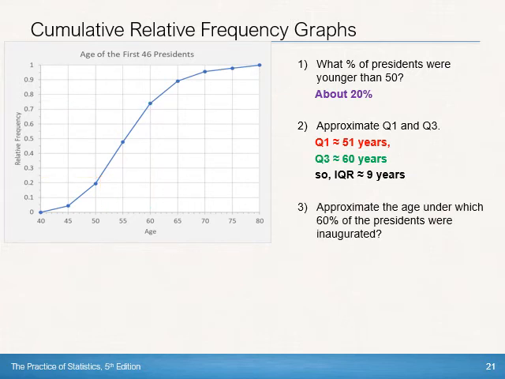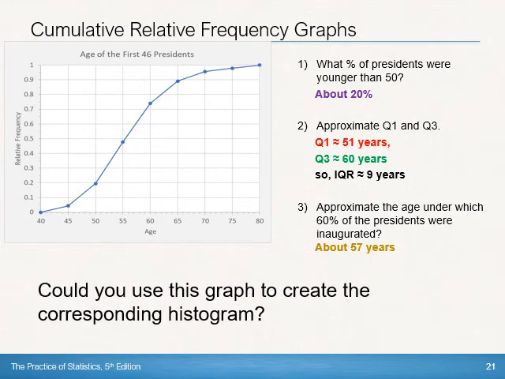Okay, the third question: approximate the age under which 60% of the presidents were inaugurated. All right, so we're going to take our graph over to 60%, right? Start at 60% on the vertical axis, go over, hit our graph, and then read down. And that's about 57. I think maybe if you said 58, that'd probably be okay too. Okay.